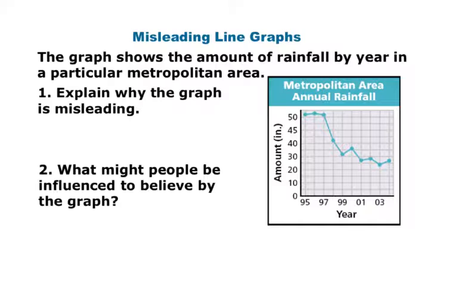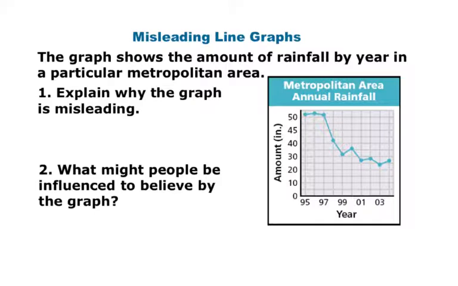So the next ones, we've got some misleading graphs here as well. This graph shows the amount of rainfall by year in a particular metropolitan area. So as you can see, we're trying to decipher that apparently between the years 95 to 97, we had a lot of rainfall, and then, oh my gosh, we have no rainfall. This is the amount in inches. So we've got 50 inches up here, and then down here we've got about 25 as the lowest.